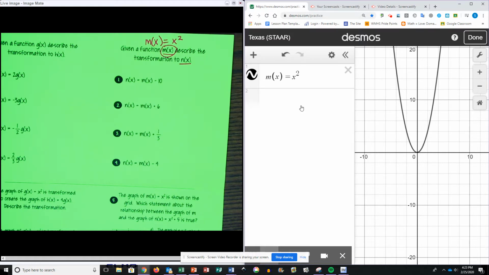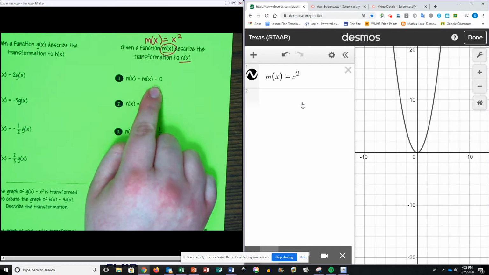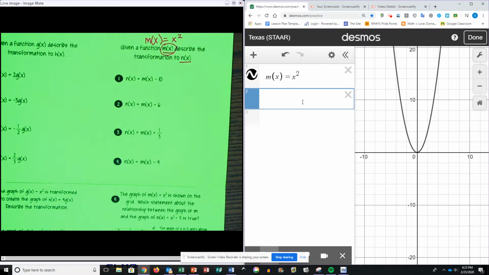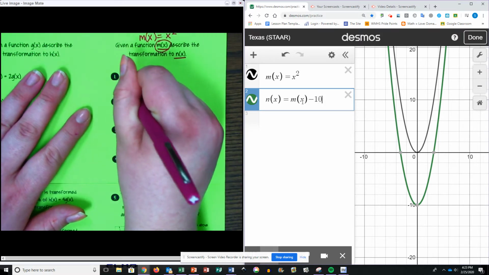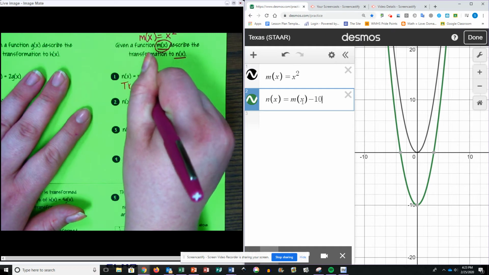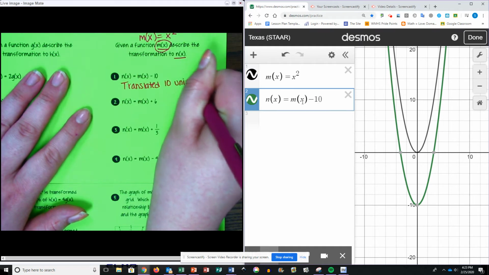So if I look at number 1, I have n of x equals m of x minus 10, and I'm just going to type that into Desmos right below it. So n of x equals m of x minus 10. Okay, and if you notice, you should see that the green parabola moved down from the black parabola. So this means that it translated 10 units down.